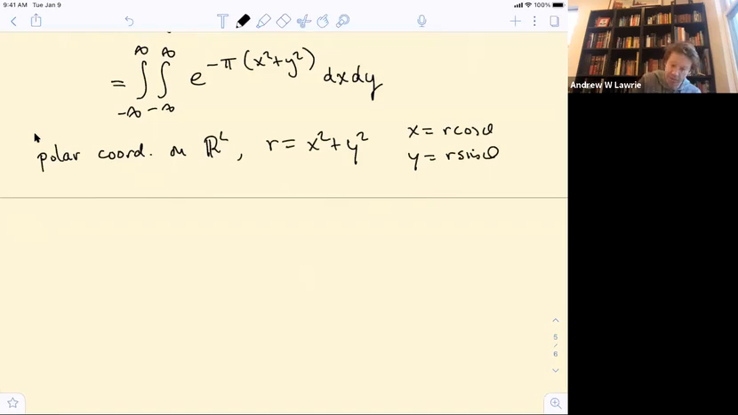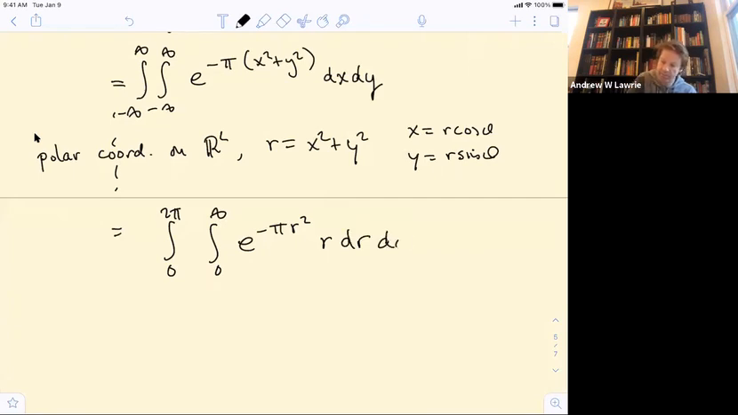Then I remember how to do polar coordinates from calculus. This is the integral from 0 to 2 pi, theta runs from 0 to 2 pi, integral from 0 to infinity of e to the minus pi r squared. But I need to remember to change the measure as well: r dr d theta. Right, the volume form on R2 in polar coordinates is expressed as r dr d theta.